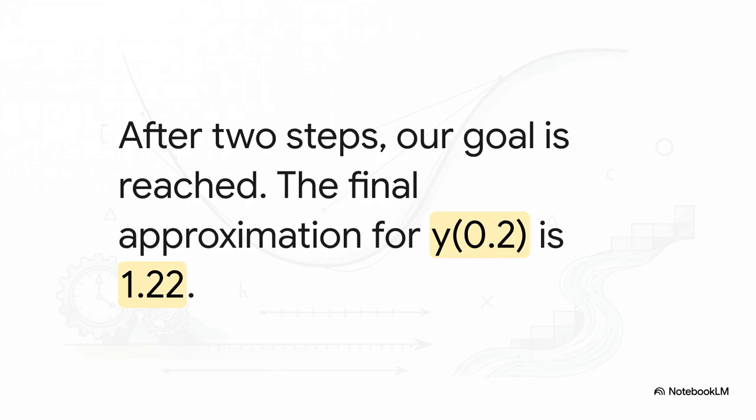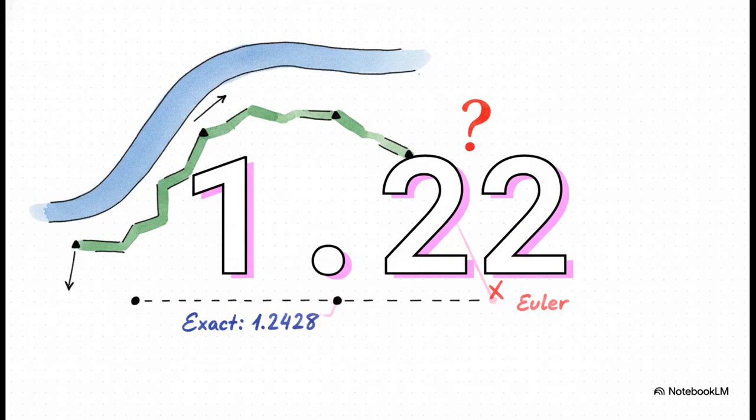Pretty straightforward, right? But now for the million-dollar question. How good is that answer? Well, if you were to solve this one exactly, the real answer is about 1.2428. So our 1.22? Not bad. It's definitely in the ballpark. This proves the method actually gets us close. But it also proves it isn't perfect. And figuring out why it's off is a really, really important part of this whole thing.